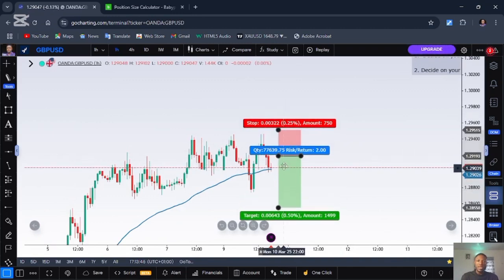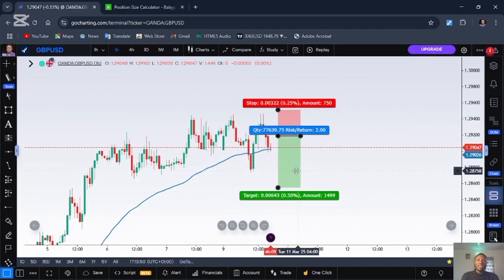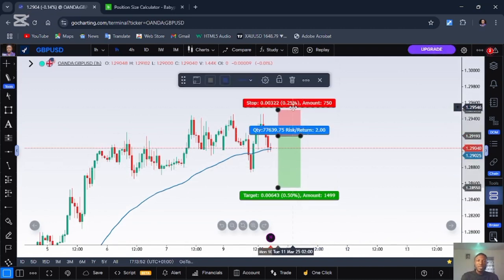Sorry guys. I am going short on GBP USD, and as you can see, if I click it, you can see here that this is 0.25%, meaning that I am risking 25 pips in this particular trade. Then you can see this blue line here, you can see return 2. That means I am risking 1 to make 2. And if you look here, you can see that I am risking 25 pips to make 50 pips. I repeat, I am risking 25 pips to make 50 pips.